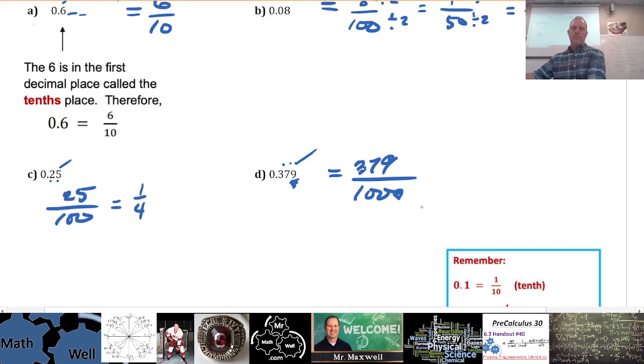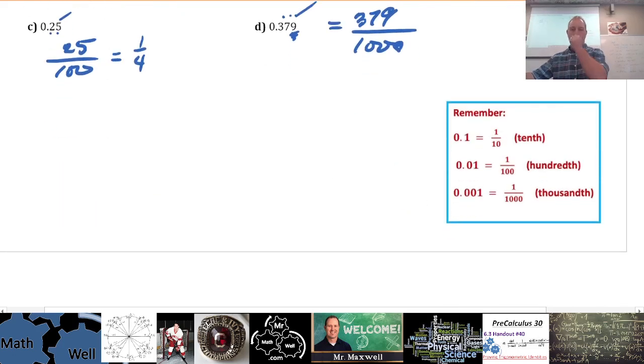Okay, very good. So what you want to remember is this over here, the spots. So this is the 10th spot, the first one. 100th is the second spot after the decimal. And thousandth is the third spot there after the decimal. Any questions there?